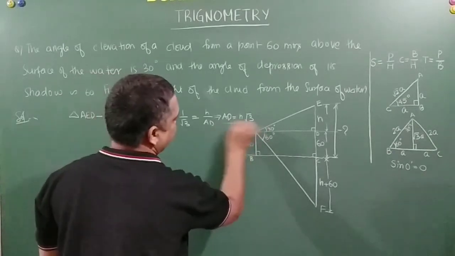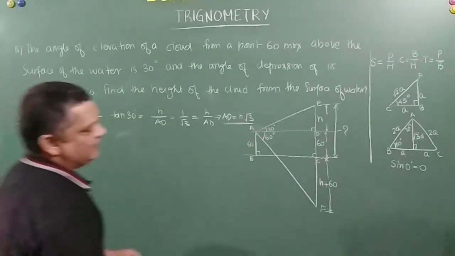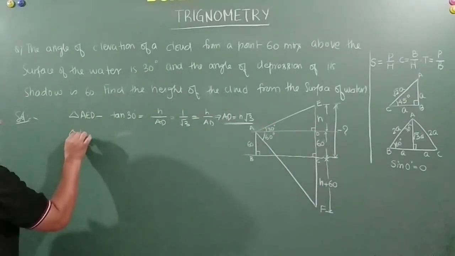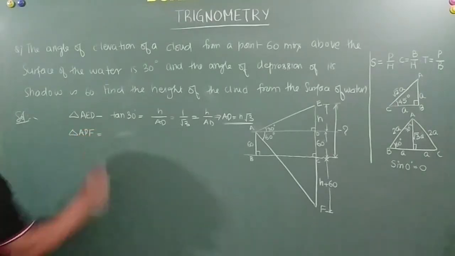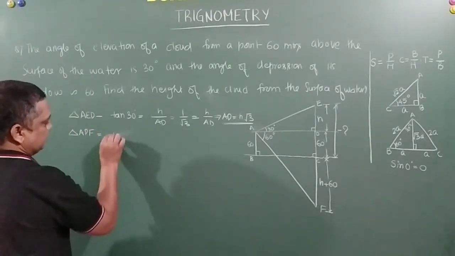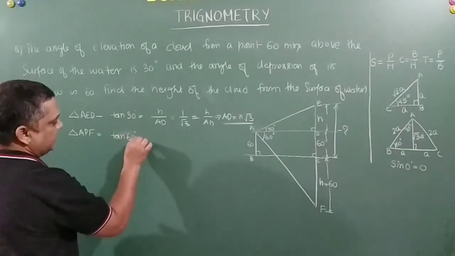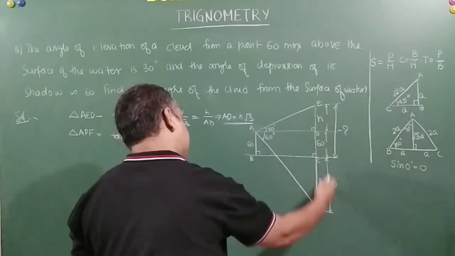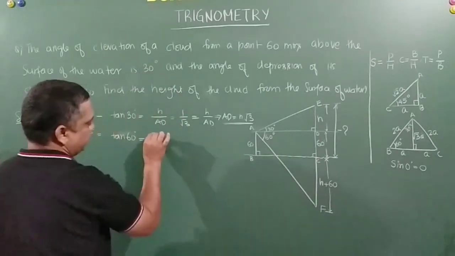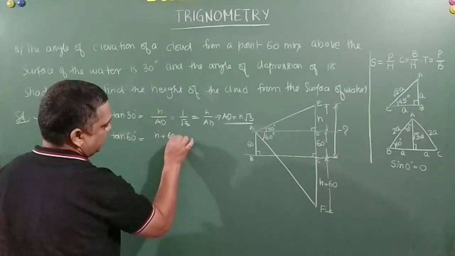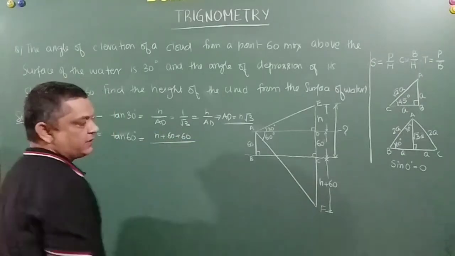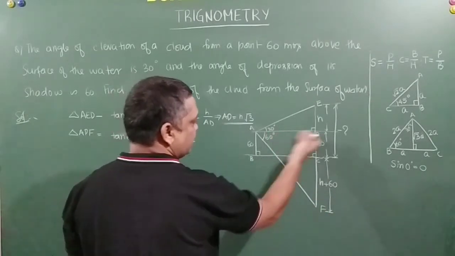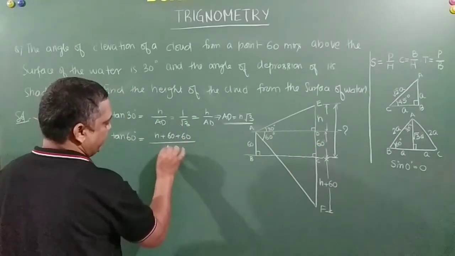We will keep it here for some time. Now I will use triangle ADF, and I will use tan 60. Tan 60 will be equal to how much, my friends? Perpendicular by base. Perpendicular is this, h plus 60 plus 60. You are getting it? I hope you are not getting confused, right? So this is perpendicular. If this angle is into consideration, perpendicular is opposite to that, and then base is nothing but again AD, so divided by AD.